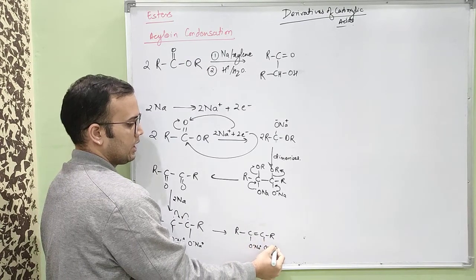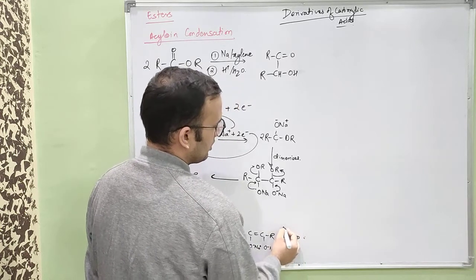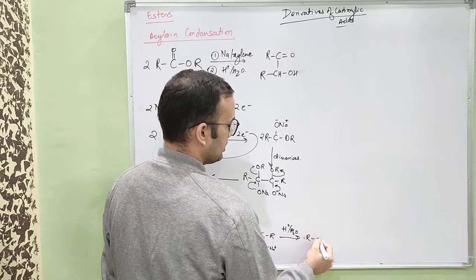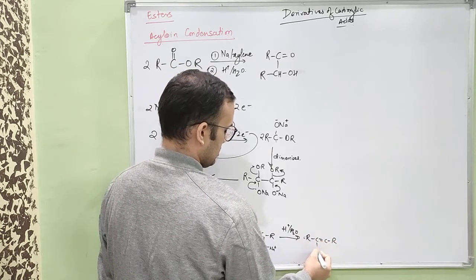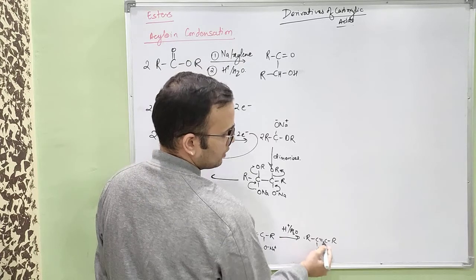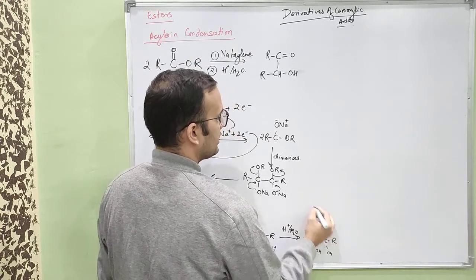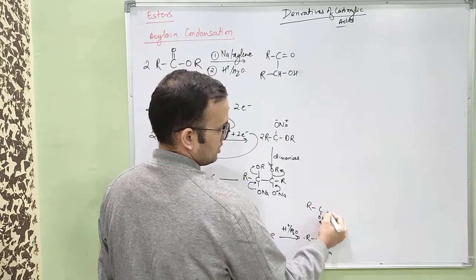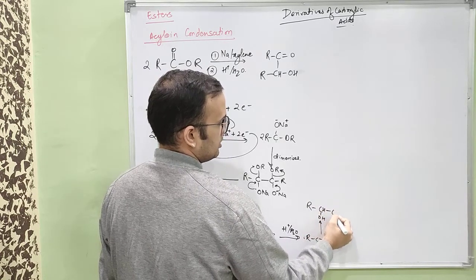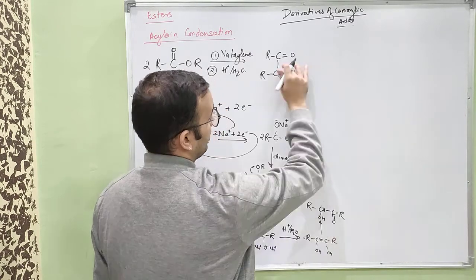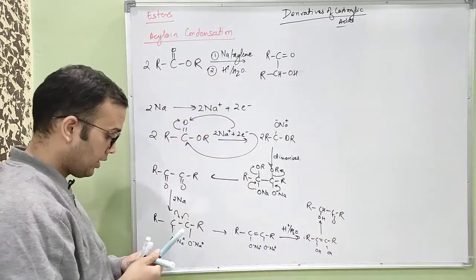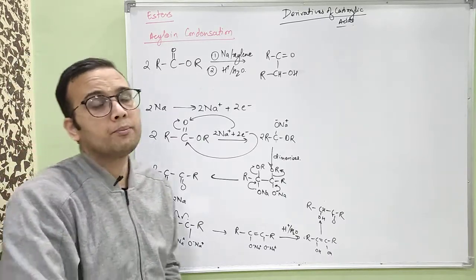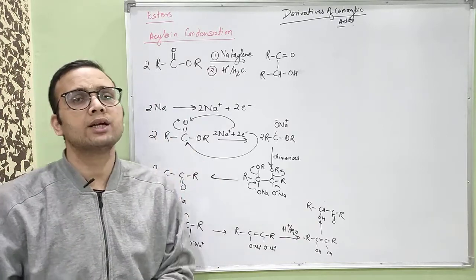Now what happens is, if you hydrolyze it, you will get R C double bond C OH OH. Now this is enol, so what you will get is R C H, C double bond O R. So this is the product. You will get that. Got it? This is called Acyloin condensation. Okay, so this is the reaction. This is the last reaction in esters.